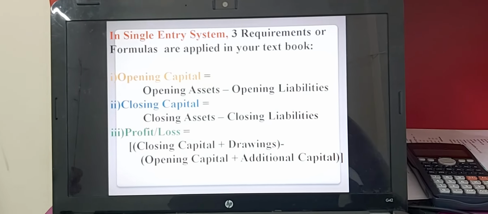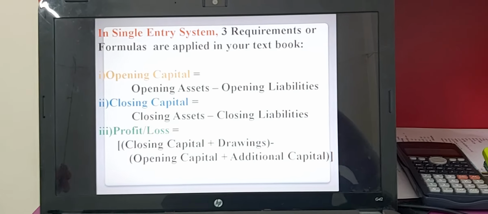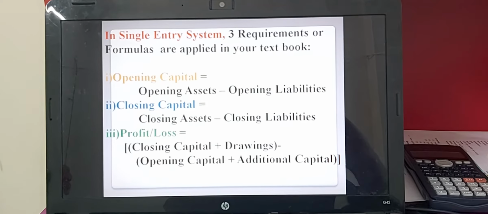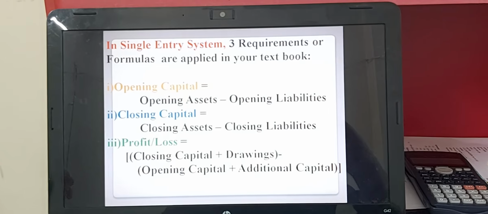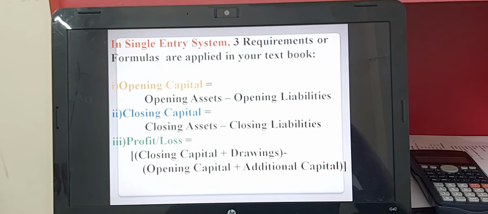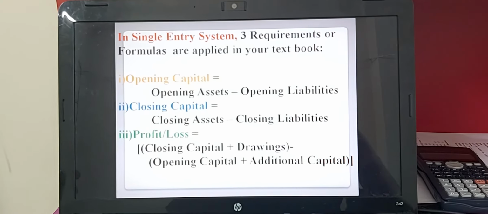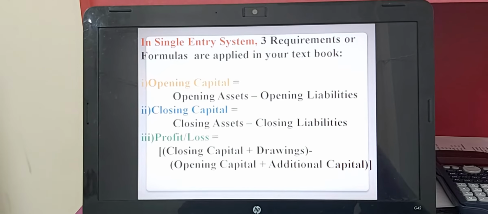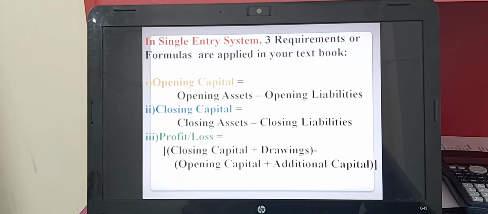These formulas, again I repeat, opening capital is equal to opening assets minus opening liabilities. Closing capital is equal to closing assets minus closing liabilities. Profit or loss is equal to closing capital plus drawings minus opening capital and additional capital.